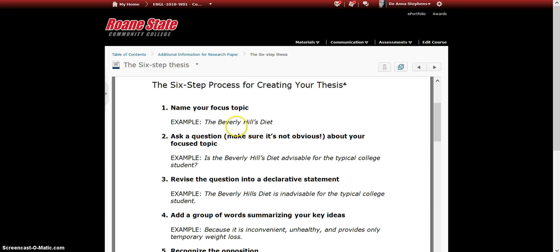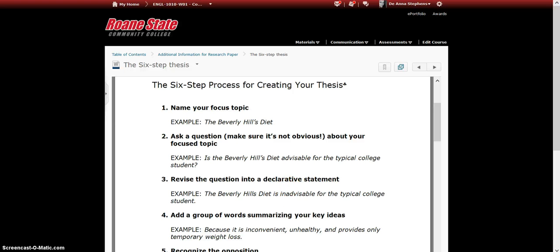So this person starts out with just a concept. They want to write about the Beverly Hills diet. Well, they might not know very much about it, so they have to do some research, right? So they have to have a good question. So, is the Beverly Hills diet advisable for the typical college student? And they can't answer that until they do a lot of research.